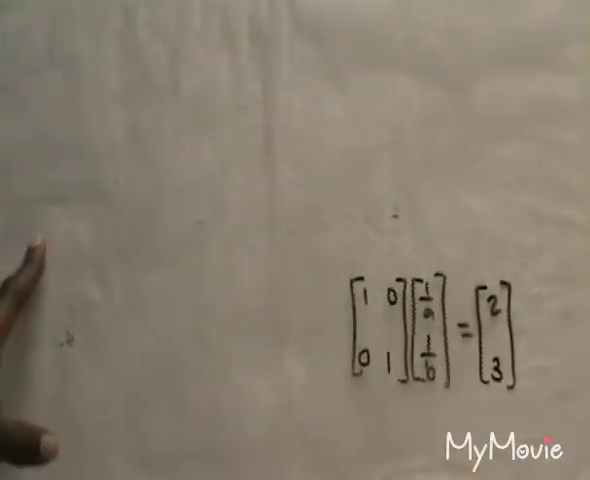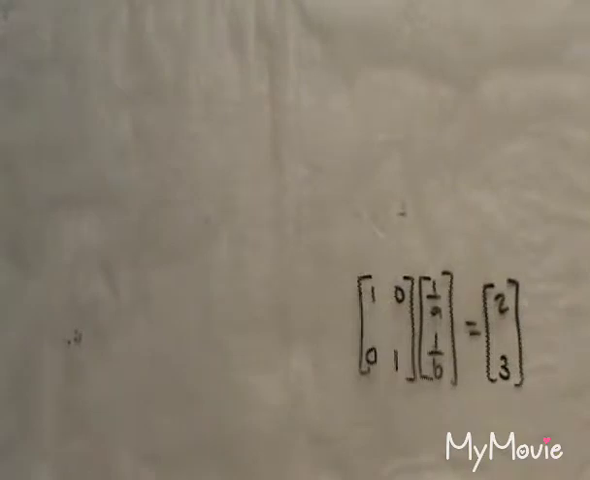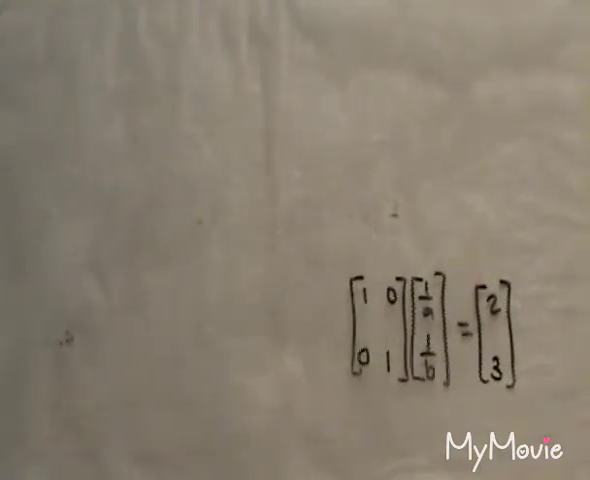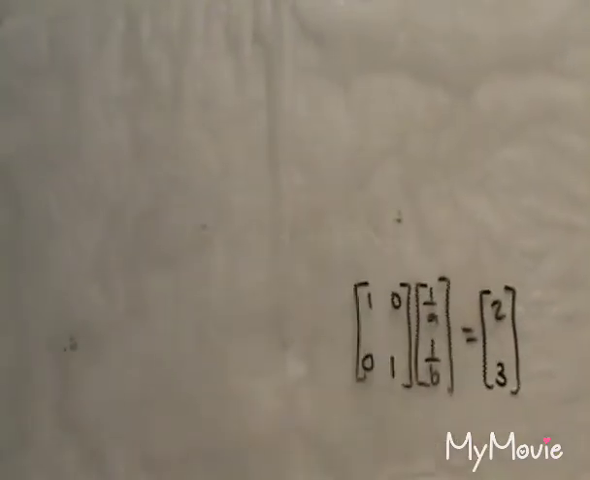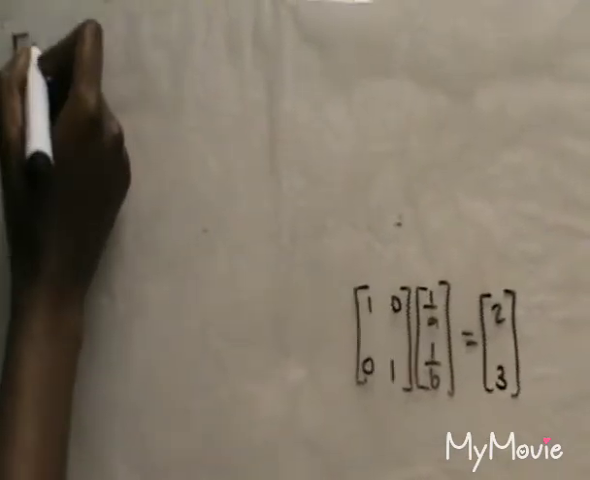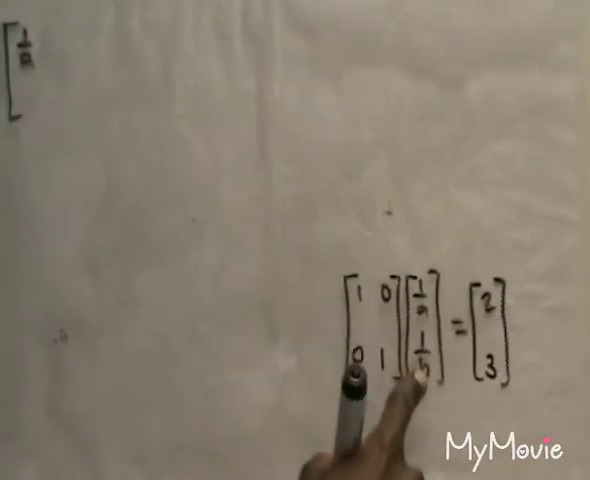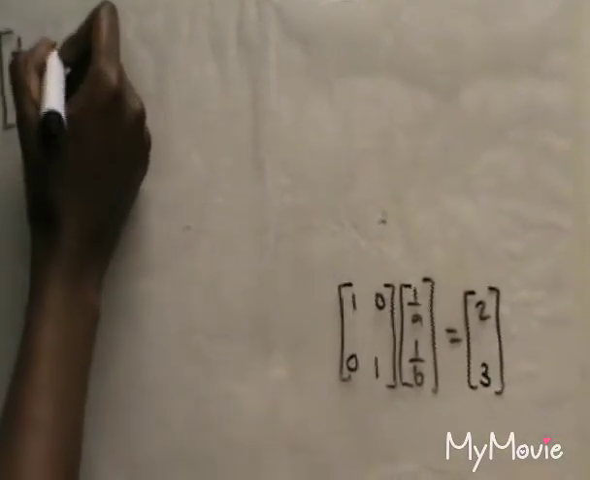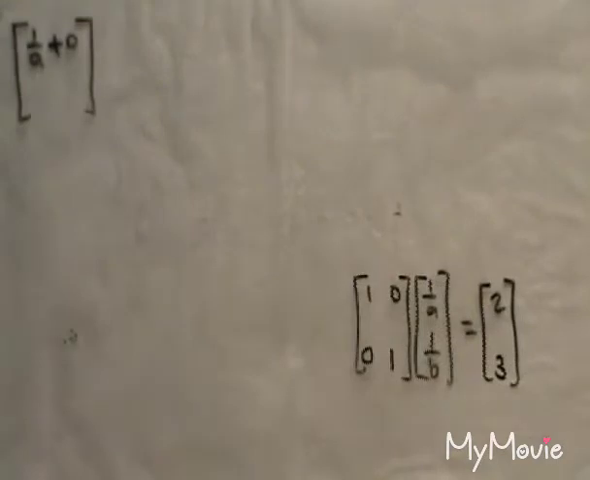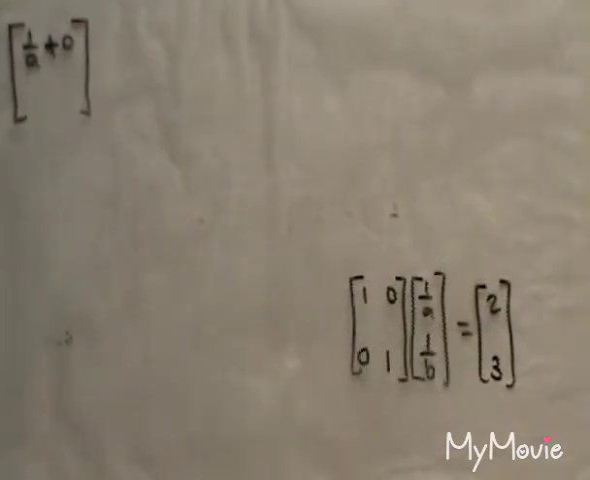Then I continue over there. I just do the same thing when multiplying a row with a column. So it's 1 times 1 over A. This should give me 1 over A. And then I have 0 times 1 over B. I add that, that gives me 0, because 0 multiplied by anything gives me 0.